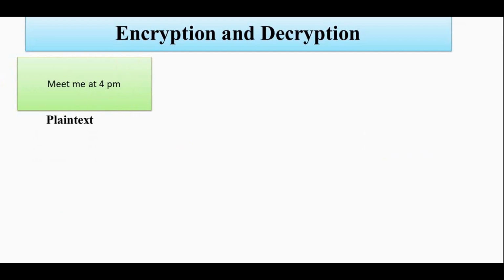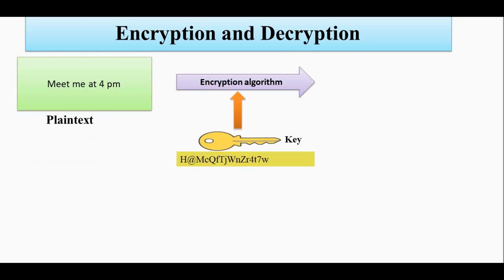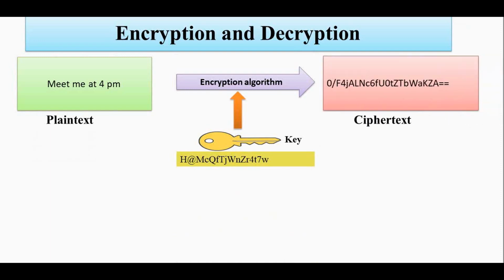So what is plain text? Plain text is the simple message which we are going to transfer to the recipient in a secure way. In this case, "meet me at 4 p.m." is a message from A to B that must be transferred securely. So the sender A uses an encryption process. It consists of two things: an encryption algorithm as well as a key. Using both this encryption algorithm and key, you get the ciphertext.